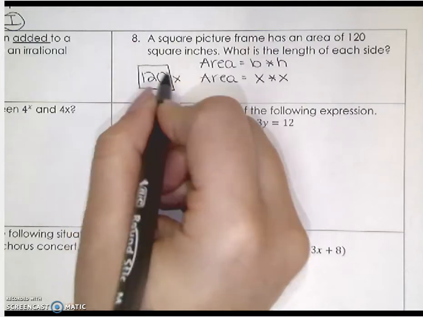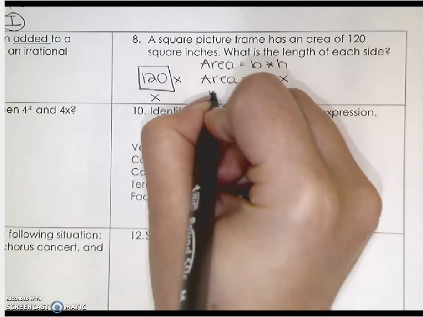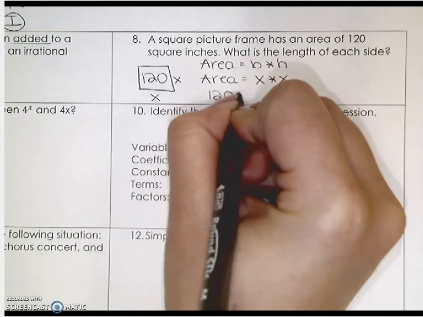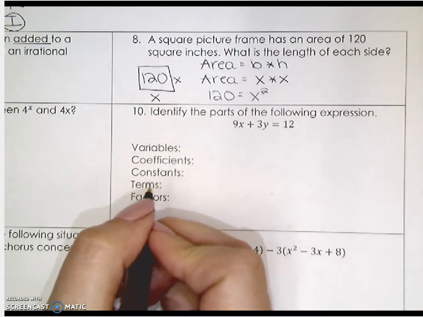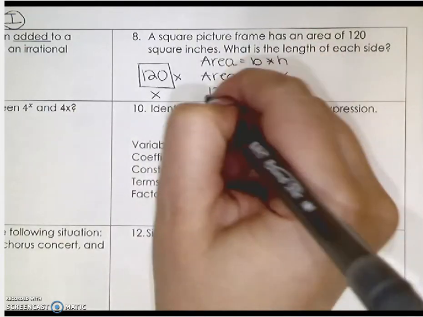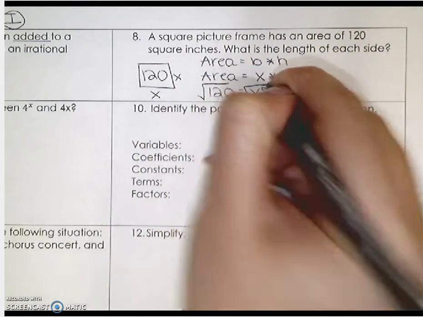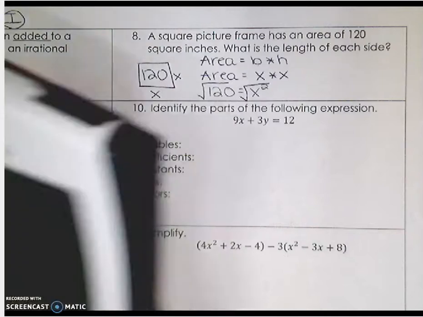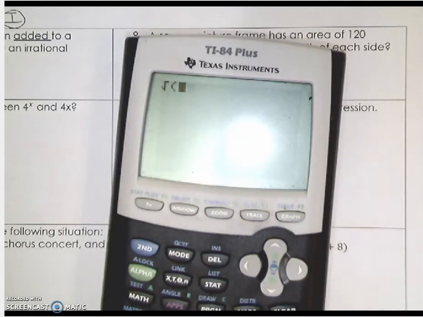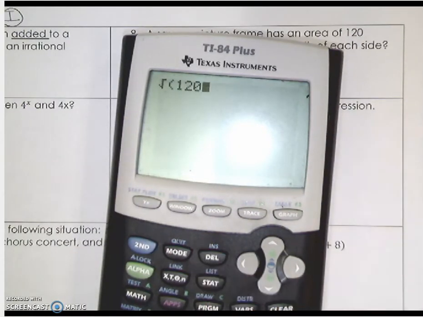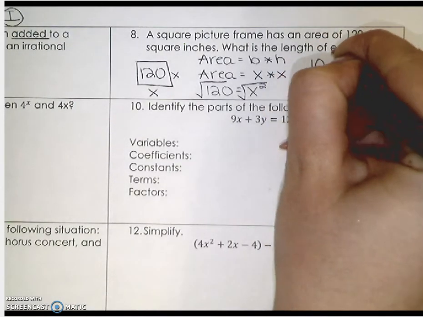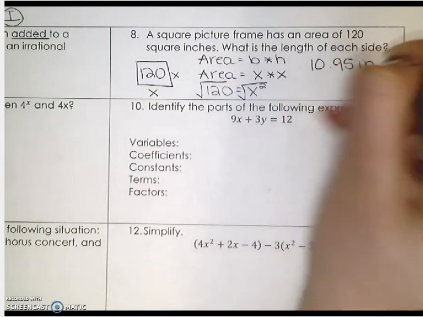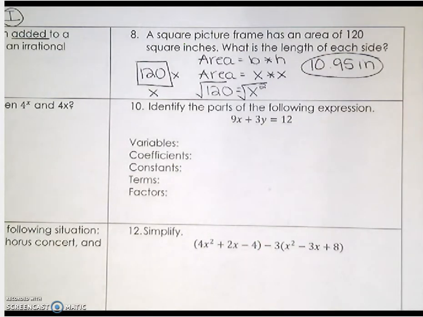They tell me that the area is 120 square inches, and X times X is X squared. To solve for X, I'm just going to take the square root of 120. In my calculator, I could type the square root of 120, and I get 10.95. So each side would be 10.95 inches. We'll continue in the next video.